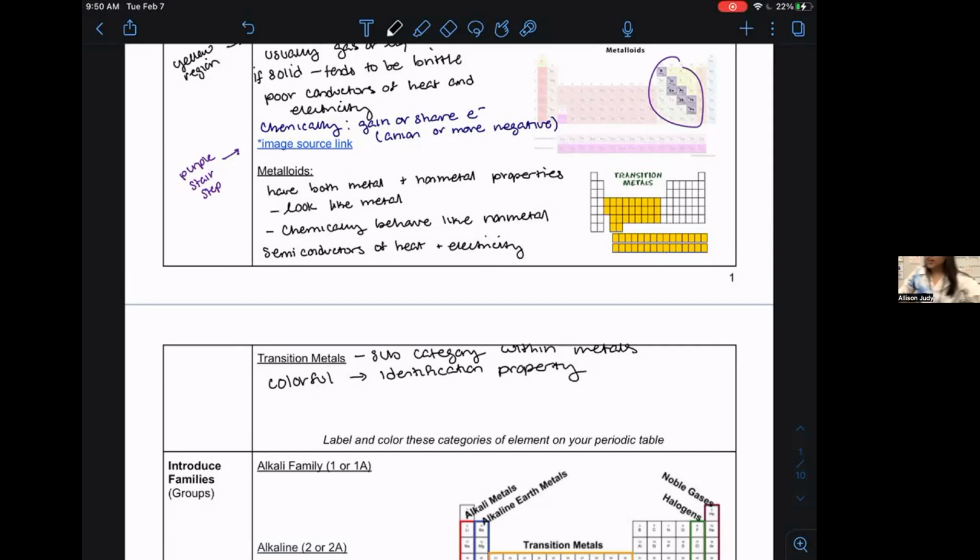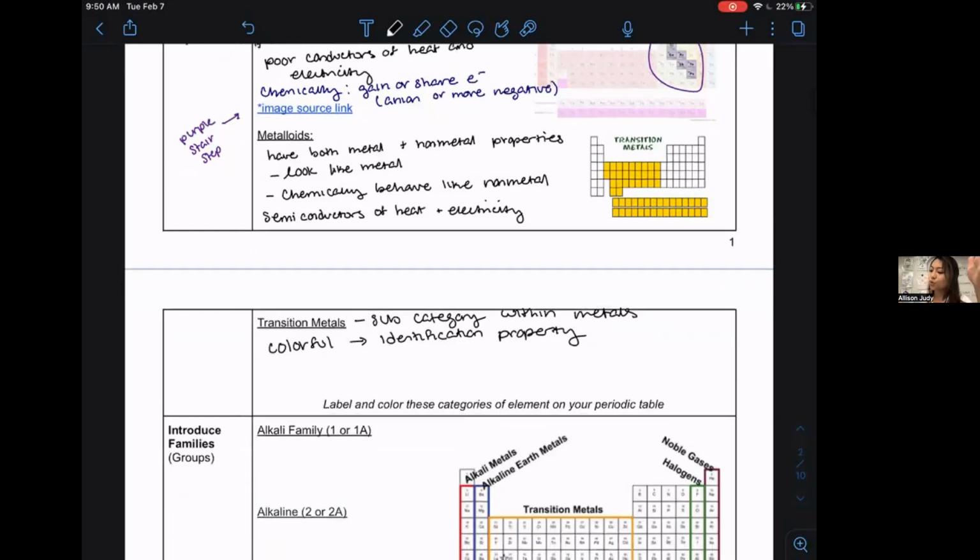So that's kind of an overview of some of the main categories of metals. Transition metals, we're going to get into later. This is a really unique section of elements, especially when it comes to bonding. It's really special when bonding. So we're going to get into it later. By later I mean in 3 days.